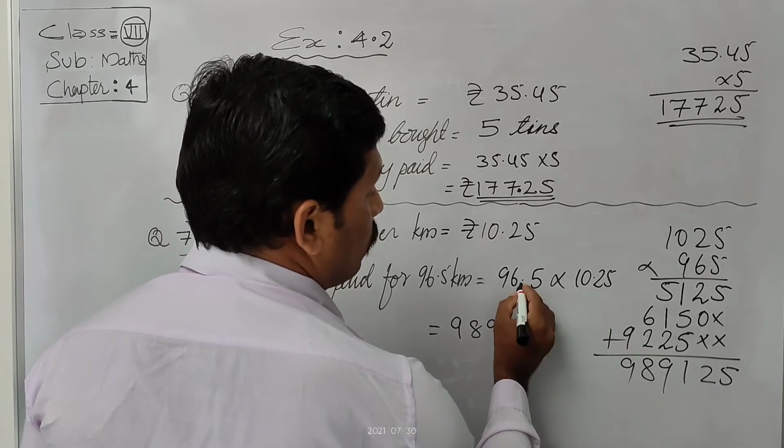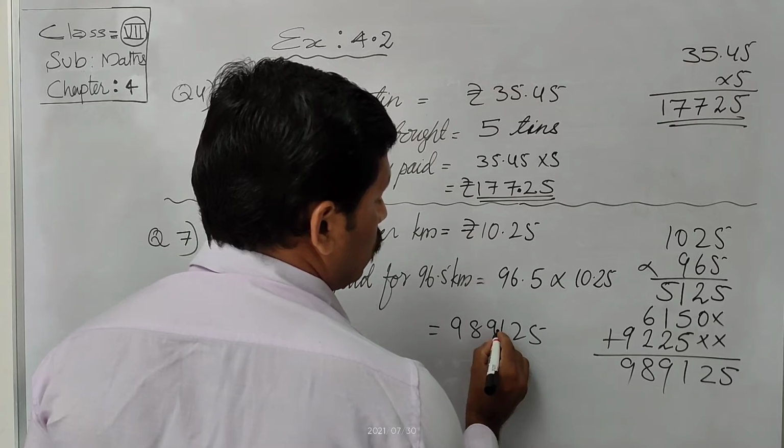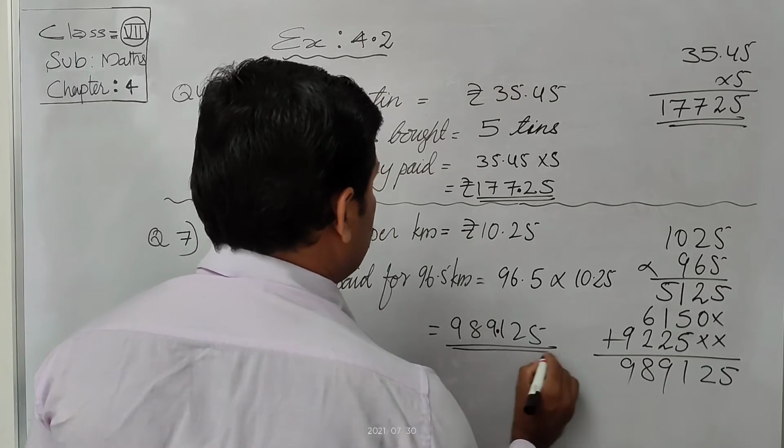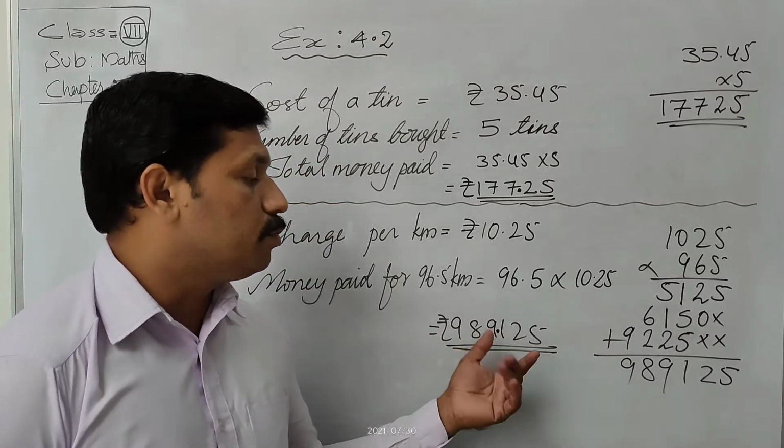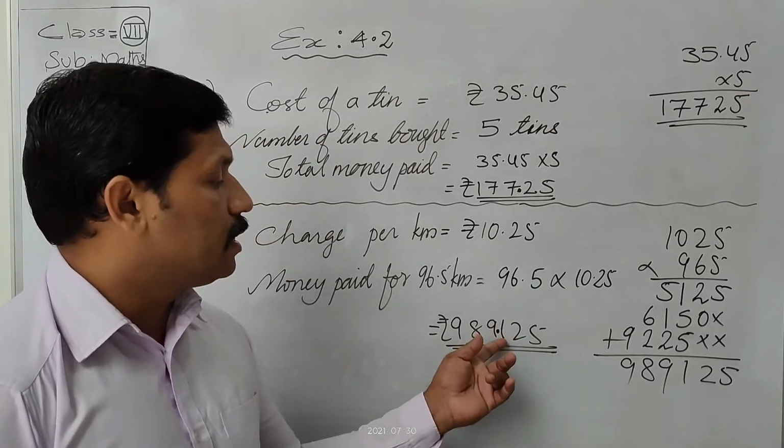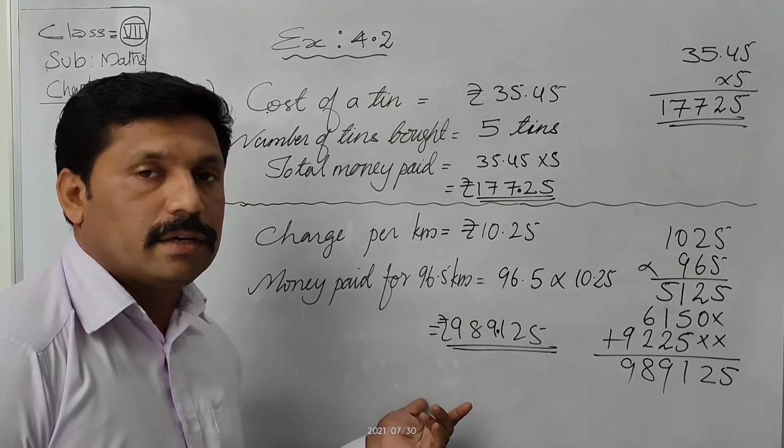Here there are 2 decimal places in one number and 1 decimal place in the other, total 3 decimal places. So we have to place the decimal point accordingly. That means he must charge 989.125 rupees. That 125 we can round to 13 rupees.